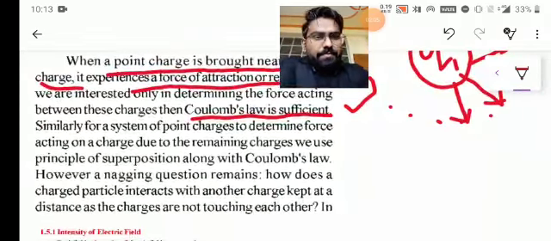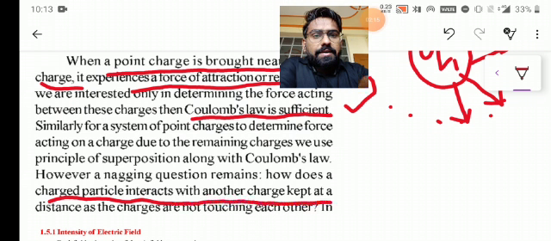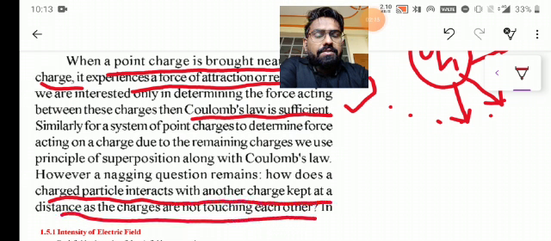So the question is: how does a charged particle interact with another charge kept at a distance, as the charges are not touching each other? Without touching each other, the charged particles are attracting each other. So what is the reason behind this? This is called the electric field. Okay, so let's discuss the intensity of the electric field. How can we find the intensity of the electric field?